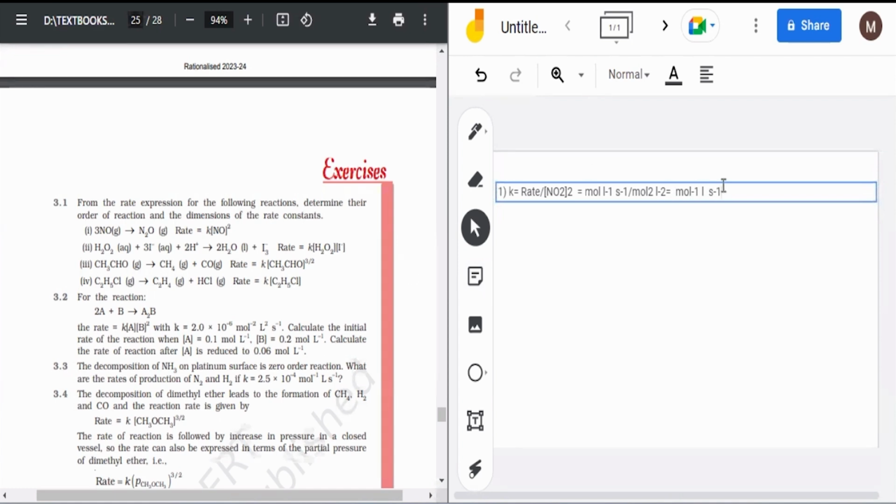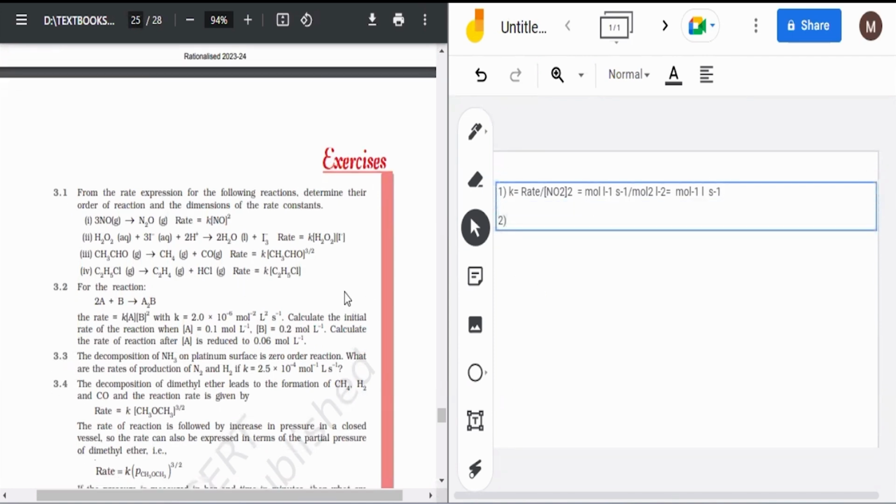Now we are asked the dimension. So what would the dimension be? Dimension would be mole to the power minus 1 multiplied by liter, where liter is nothing but volume, and second to the power minus 1 is time. So you can write the dimension accordingly. Okay, so moving ahead, in this way we can write the dimensions of all of them. So this is how our first question is done. Then we move on to the second question.